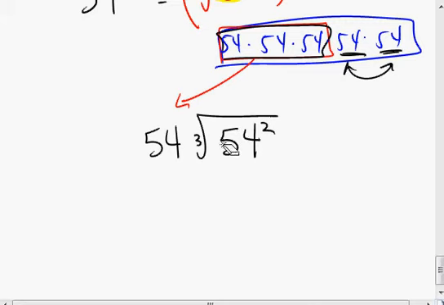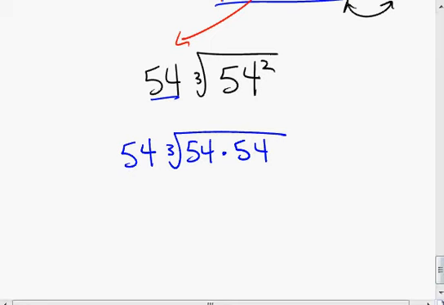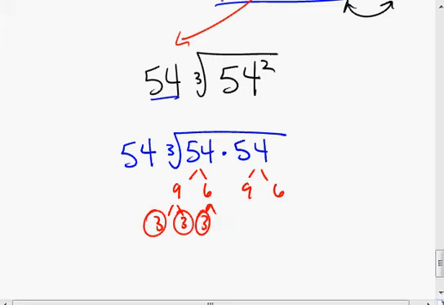We know there isn't 3 54s in here. There's only 2, but there may be 3 of something else if we factor the 54. So just do this. 54, that's this one, times the 3rd root of 54 times 54. That's 54 squared factored, broken into 2 54s. And then just factor these 2 side by side like this. 54 would be like a 9 and a 6. So we got 3, 3, 3, 2, 3, 3, 3, 2.